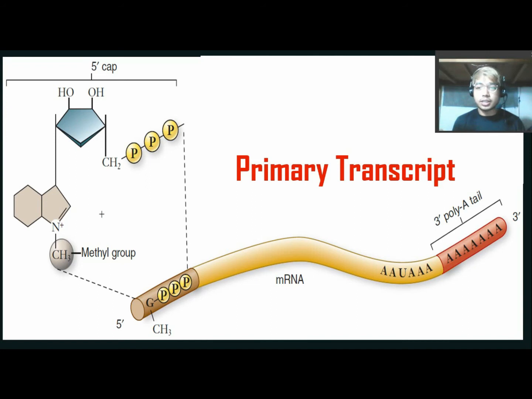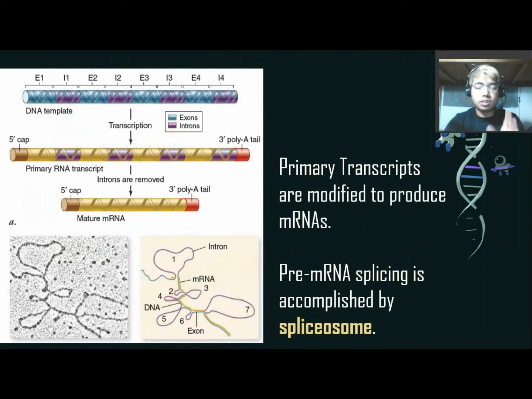This primary transcript is once again known as the pre-mRNA. It is not the mRNA that we are going to utilize for translation, since we need to do the process known as splicing. Primary transcripts are modified to produce mRNAs, and pre-mRNA splicing is accomplished by spliceosomes.